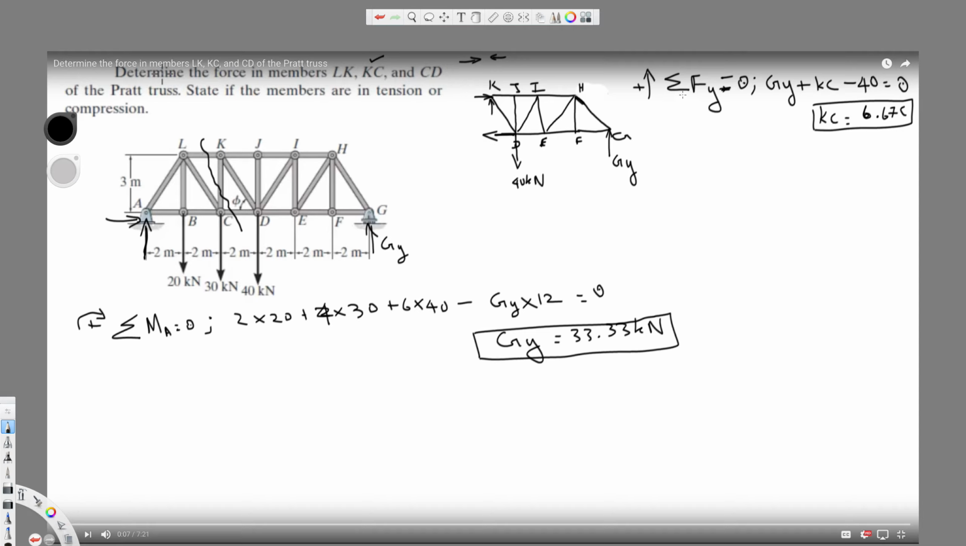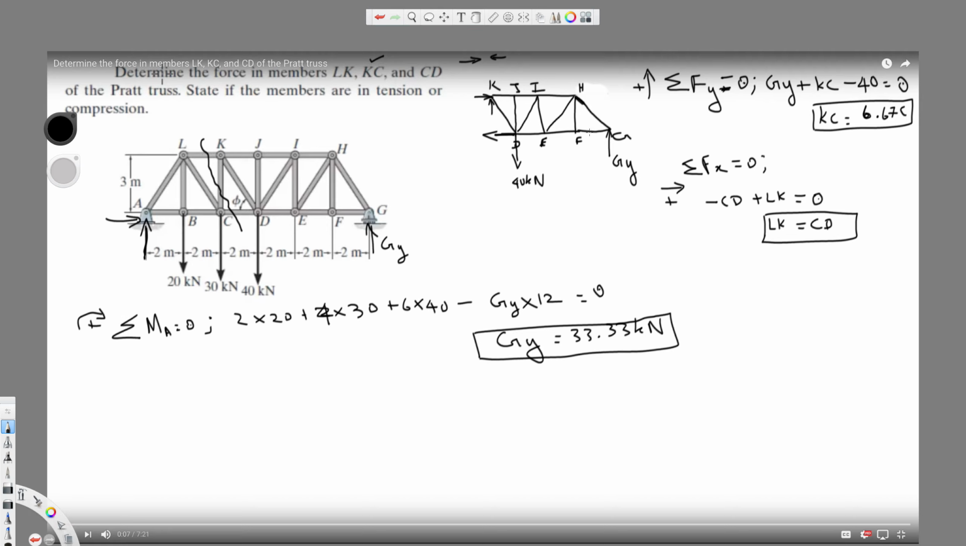We have used the vertical components. Let's use horizontal components and see what we can get. The total horizontal components is equal to 0. If I take this direction positive, this is CD, right? CD is on the opposite side, so it's going to be negative, and here it's LK, so it's going to be positive LK, and those are the only two horizontal things we have. So this is equal to 0. From this I can say LK is equal to CD. So if you find one of those, we are set.